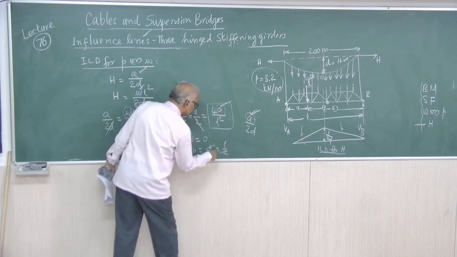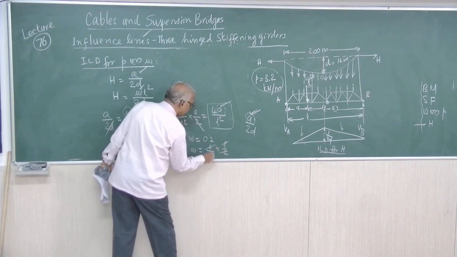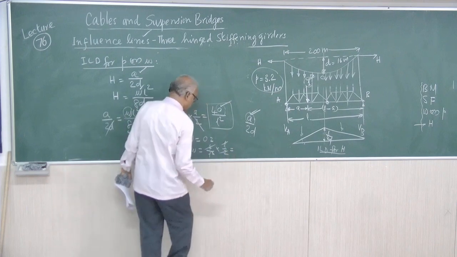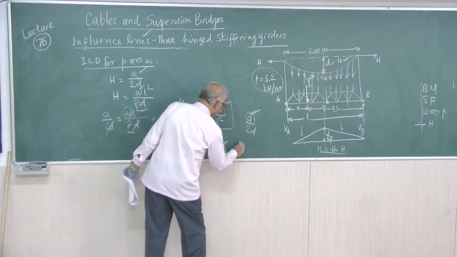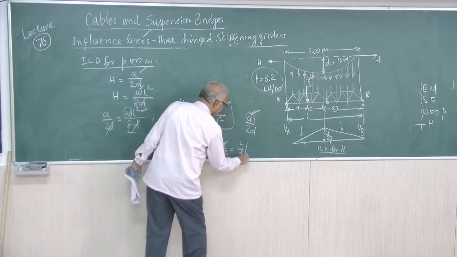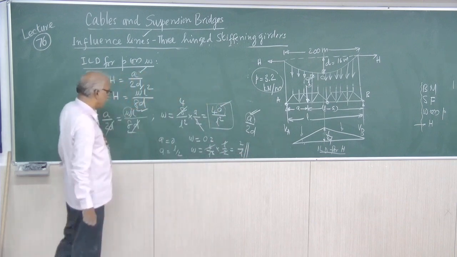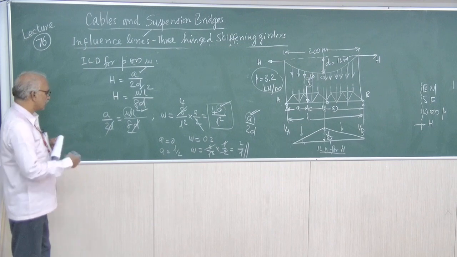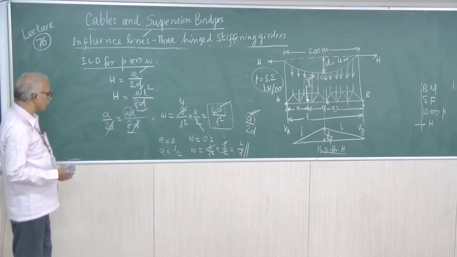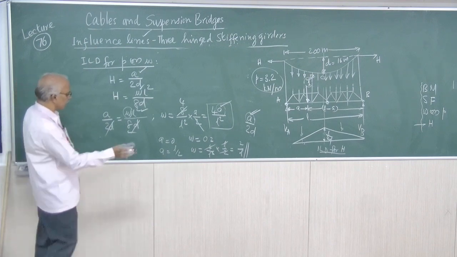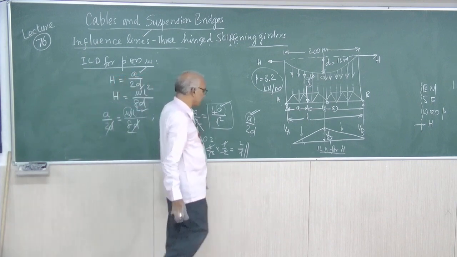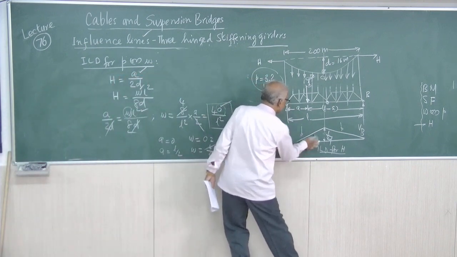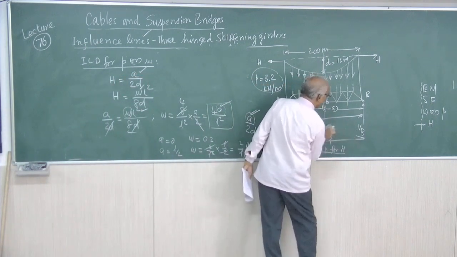So this and this will become 2, L and L will get cancelled, equal to 2 by L. So this is about the values when A equal to 0 and A equal to L by 2. And A equal to L, that we can just find out. Right. Now, that is about the influence line.